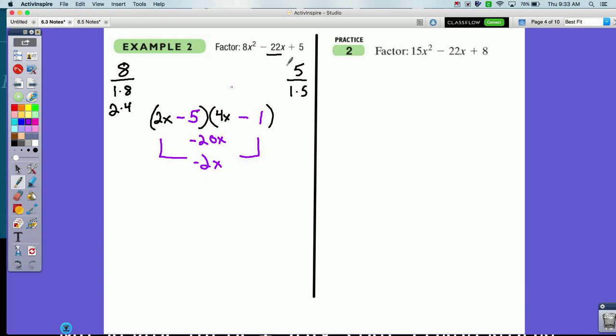I double check to make sure that that is going to give me the right sign of 5 at the end. So negative 5 times negative 1 does give me a positive 5. And so there's my answer. I'm done.